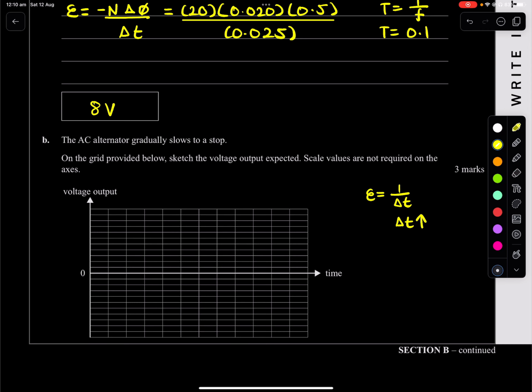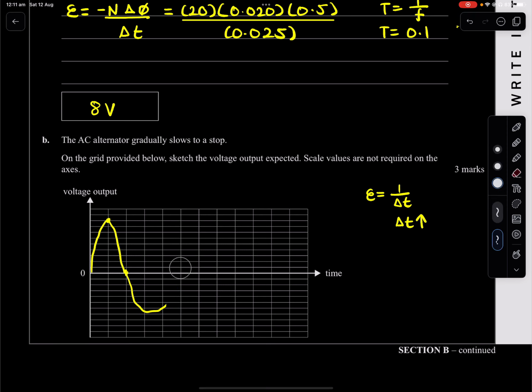So it should start at a very high voltage, say like this. And gradually it should start slowing down. Let's say this is going like that, and the next one's over here. But we want the period to increase a little bit. So let's say it starts like this and then gets here, like that.